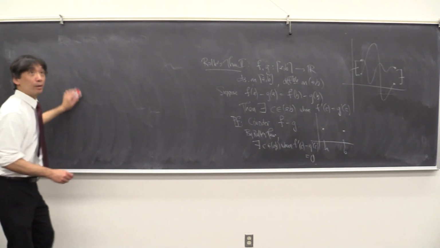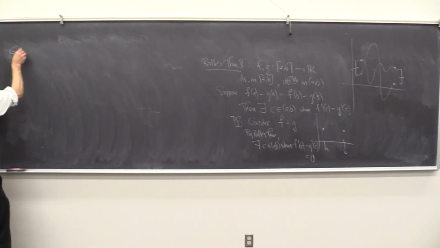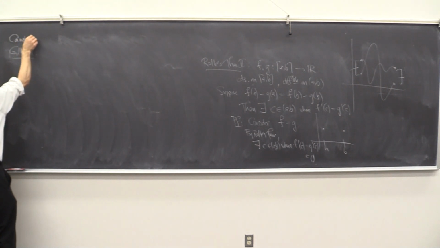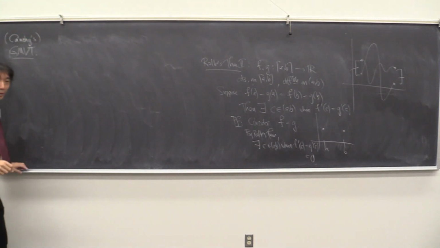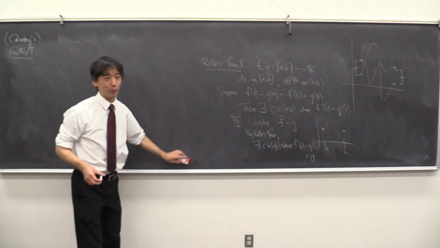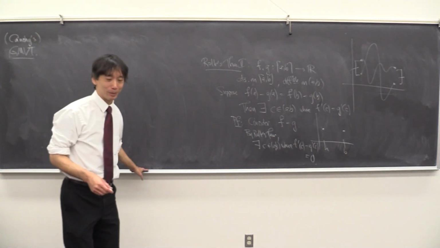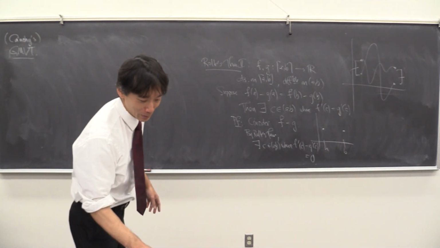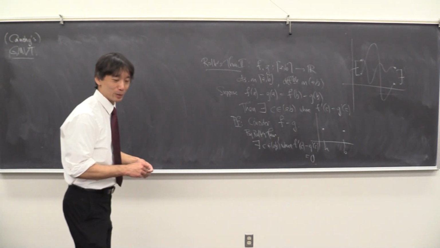Okay, now we have the generalized mean value theorem of Cauchy. Sometimes it's called Cauchy's mean value theorem. Cauchy is the king of complex analysis. If you go into complex analysis, you see Cauchy's name everywhere. Cauchy's integral formula, the Cauchy-Riemann equations, Cauchy, whatever. Everything is Cauchy.